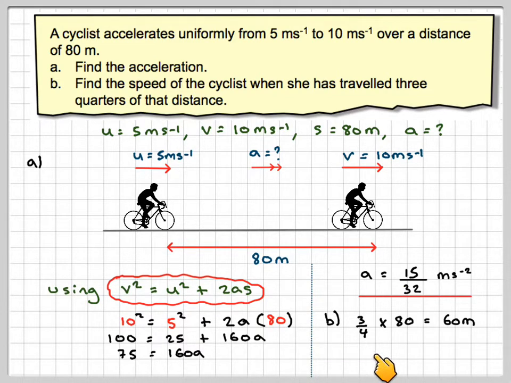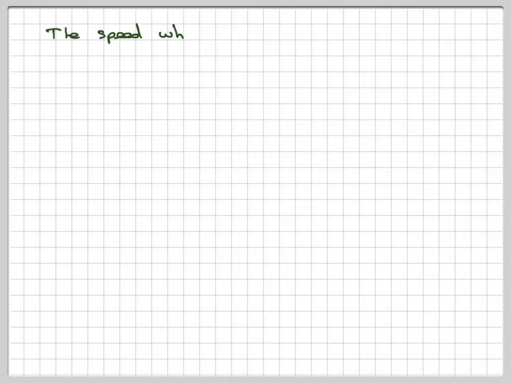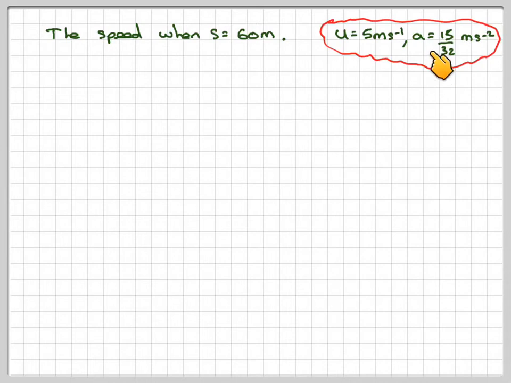B, 3/4 times 80, because we want to find the speed of the cyclist when it travels 3/4 of that distance. So 3/4 of 80 is 60 meters. So we want the speed when s is equal to 60. So u is 5 meters per second, a is 15 over 32.